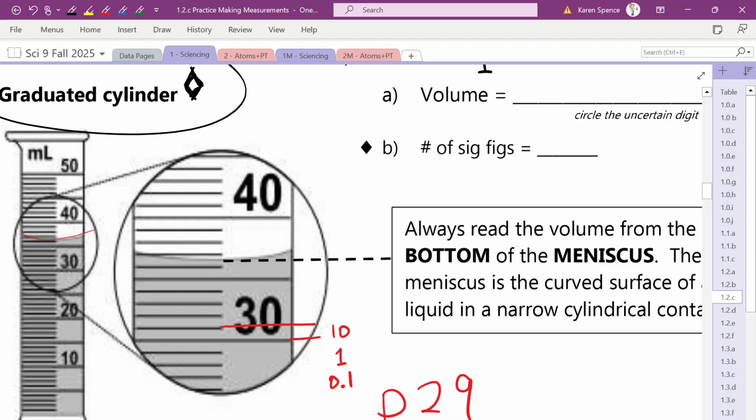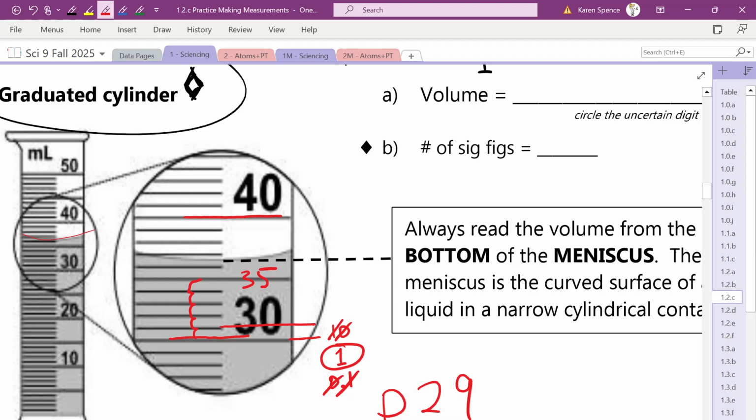Okay, Abby, what do you think? 2? Okay, let's count them. So we got 30 here. 40 is here. You want to change it? 1. Yeah? So you're going to count and you're going to say that would be 31, 32, 33, 34, 35. So each of these is worth 1.